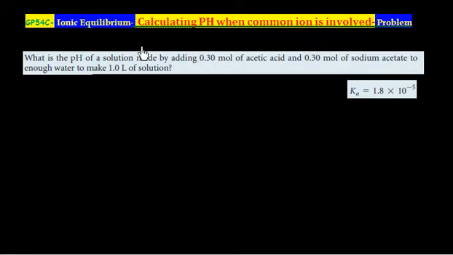Now this question illustrates the concept of the common ion effect. The question says, what is the pH of a solution made by adding 0.3 mole of acetic acid and 0.3 mole of sodium acetate to enough water to make 1 liter of solution? So we have been given the moles of acetic acid, sodium acetate, and the volume of solution, that is also given, 1 liter.